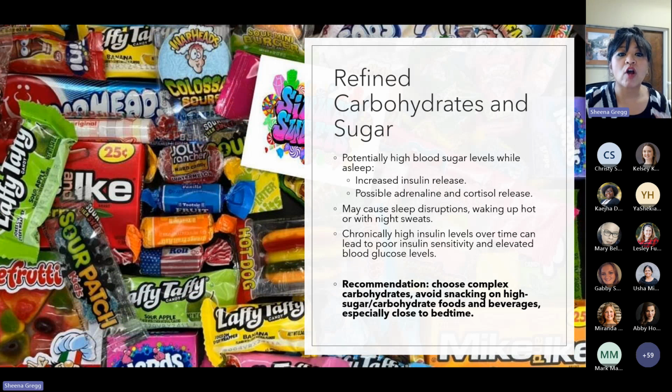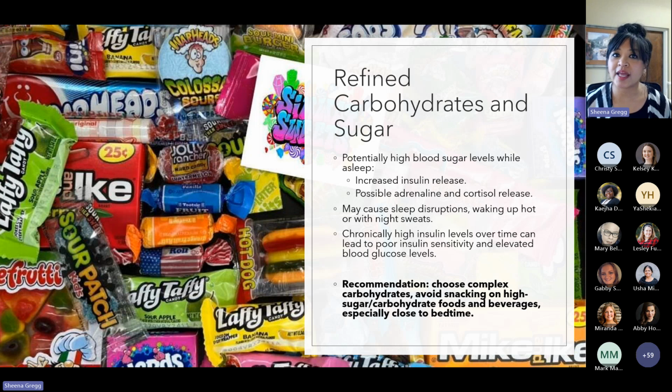Also, refined carbohydrates and sugar. And as a non-diet dietitian and one that practices intuitive eating, I will say this does not mean don't ever eat sugar, don't ever eat refined carbohydrates, don't ever have candy. Not saying this at all, but in regards to sleep quality, we want to think about the consumption of these products and these types of foods close to bedtime.